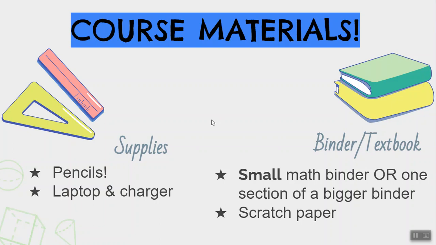The materials you need are really simple. You just need something to write with, you need your laptop, and a small binder or a section of a bigger binder just to keep track of all the papers I give. Don't actually even really need scratch paper. If you'd like to have your own scratch paper, you can. I'll also offer scratch paper if you need it. But really, it's essential that everybody has a binder just to keep track of a lot of papers that they will be getting during class.